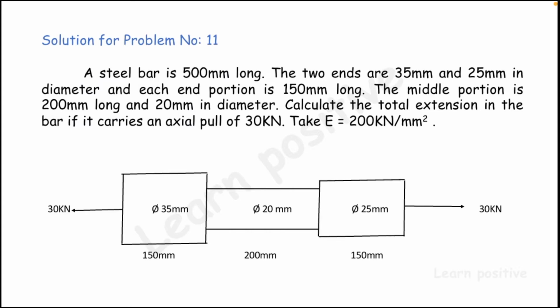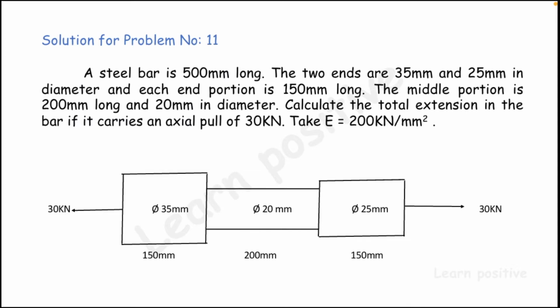Now we are going to calculate the extension of the bar, that is the change in length, the elongation of the bar. We have to find the elongation of the bar due to the axial pull, that is the axial load of 30 kilonewton, and take capital E equal to 200 kilonewton per mm square. They give the Young's modulus, that is 200 kilonewton per millimeter square.